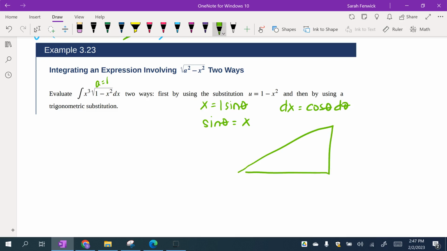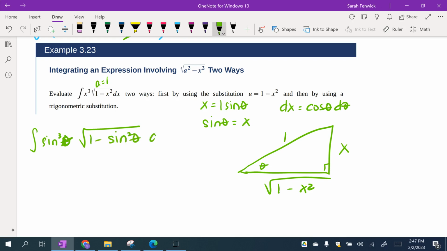Our triangle is going to be x over 1. This is going to be the square root of 1 minus x squared. All right. So we have the integral of sine to the third theta, not x, theta, square root of 1 minus sine squared theta times cosine theta d theta.